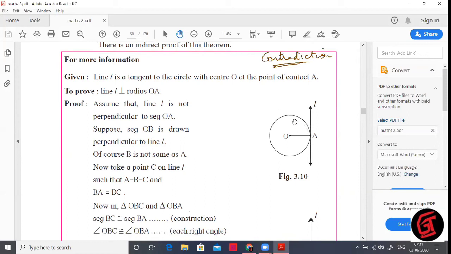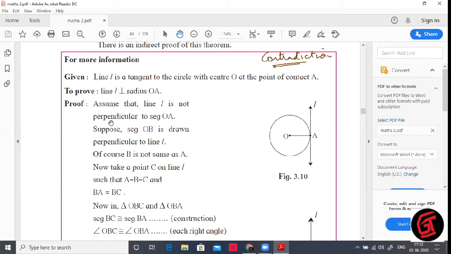This tangent is touching the circle with center O at point A. Point A is your point of contact. Point of contact means where the tangent touches the circle, it touches at only one point, that is your point of contact. We have to prove that line L is perpendicular to radius OA. This is what we have to prove.